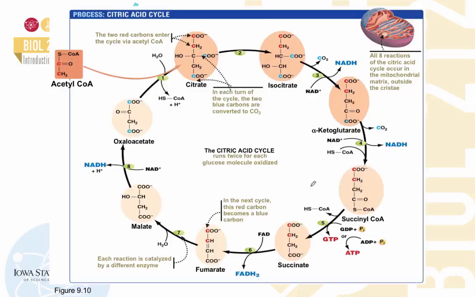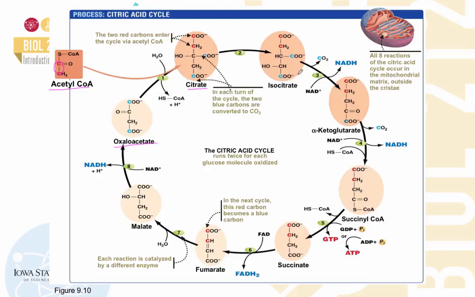Throughout the citric acid cycle, a series of carboxylic acids are oxidized and recycled. Citrate, the first molecule in the cycle, is formed from a reaction between acetyl coenzyme A and oxaloacetate. So the two carbons in acetyl coenzyme A enter the citric acid cycle by being added onto the three carbons with an oxaloacetate, forming citrate.